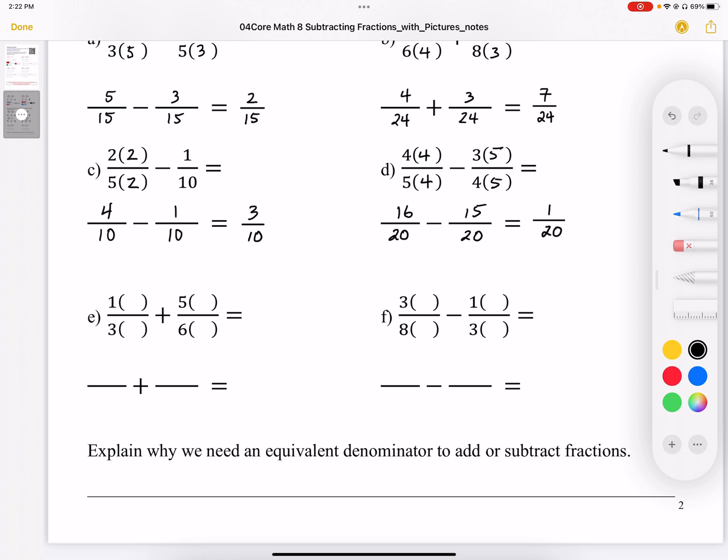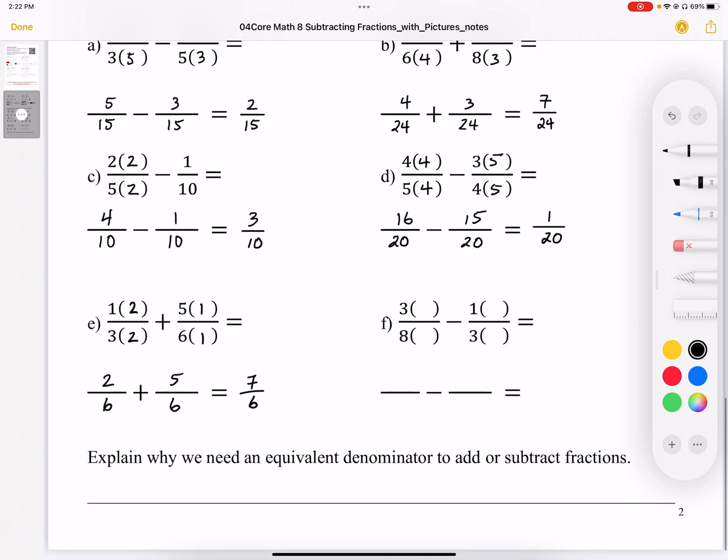Okay, so here we need 1/6 pieces, so I'm going to do times 1 and times 2. So times 2, times 2, times 1, times 1 for that fraction. That's going to give me 2 1/6 pieces plus 5 1/6 pieces. That's going to give me 7 1/6 pieces. Okay, so adding is counting. We need the same size pieces to count them together.